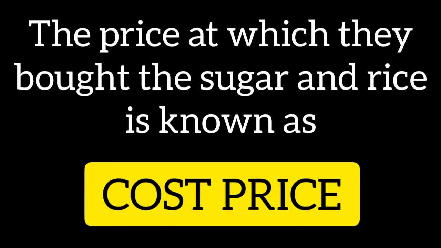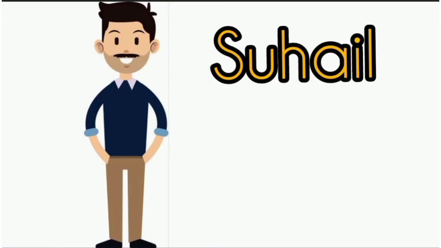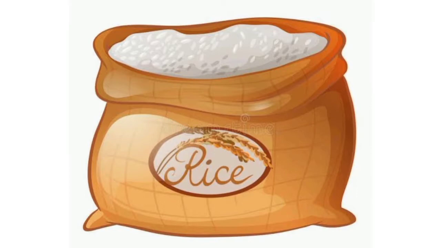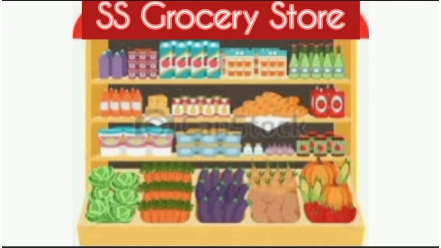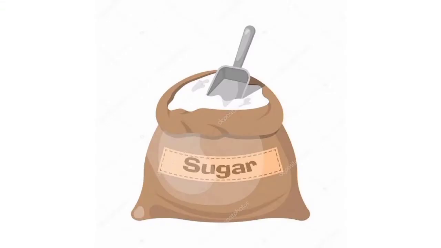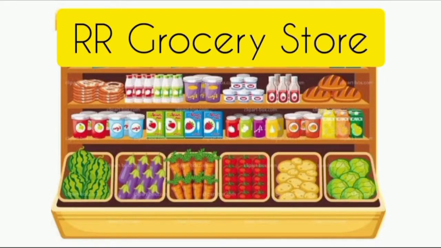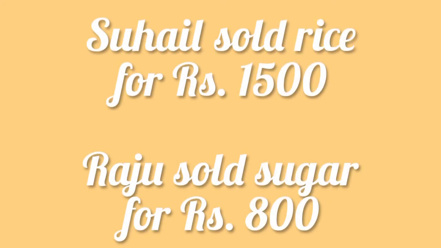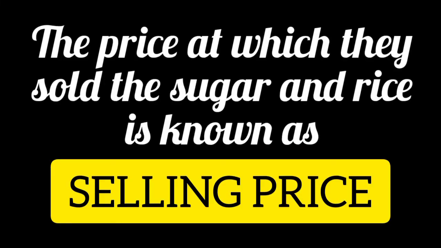The price at which they bought the sugar and rice is known as cost price. Suhail started selling his 50 kgs of rice at his SS grocery store, as well as Raju started selling his 50 kgs of sugar at his RR grocery store. After a month, they both calculated and found that Suhail sold all of his rice for rupees 1500, as well as Raju sold all of his sugar for rupees 800. The price at which they sold the sugar and rice is known as selling price.